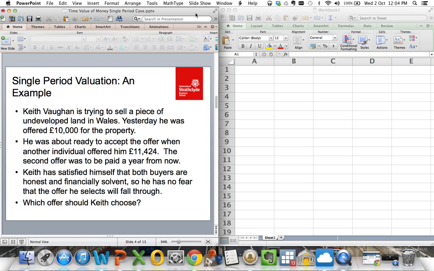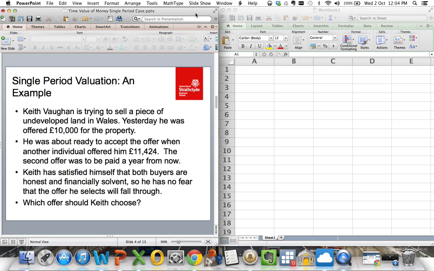Now, this first example on the slide is a very simple example. Keith Vaughan has land and was offered £10,000 for that land yesterday. You could accept that or not, and in this example Keith decided to accept it, but then another individual offered a greater amount. That greater amount was £11,424, but you're not going to receive it just now. You're going to receive it 1 year from now.